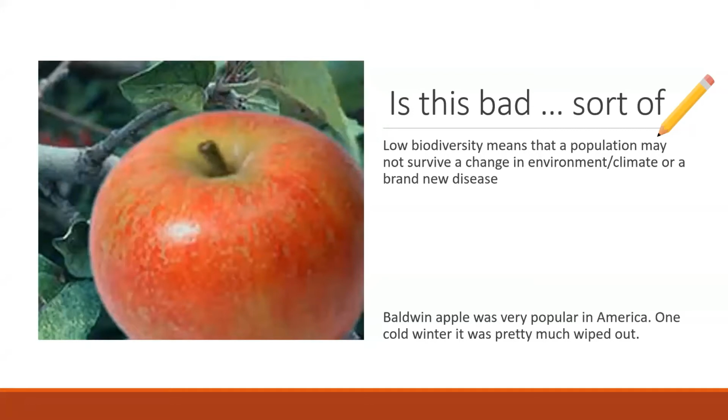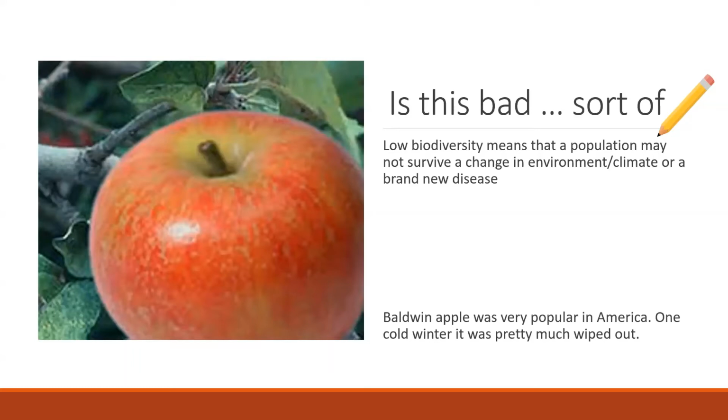One of the classic ones, and I'm putting it down the bottom, is that there was a really popular red apple in America called the Baldwin apple. It was probably one of the only apples that got eaten. One cold winter, it was pretty much wiped out, because that apple couldn't deal with the cold climate. Because every single apple was an exact clone, they all struggled with the cold weather the same amount, and so they all died. This is why biodiversity is important.